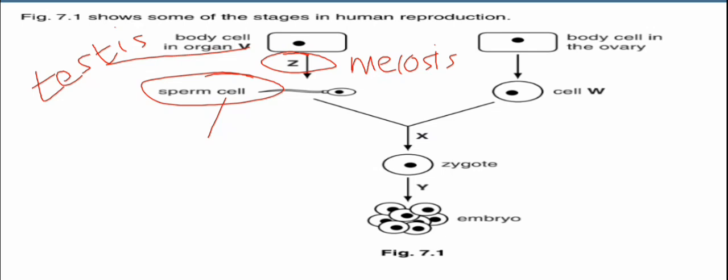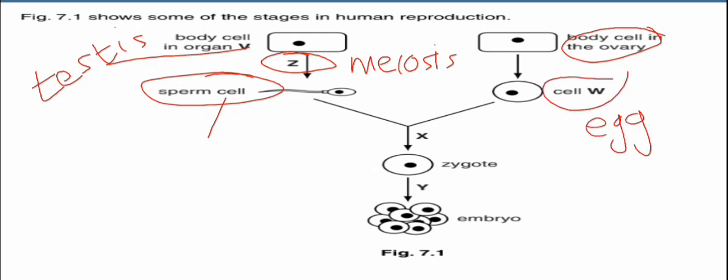Right, so let's come to this side here. We have body cell in the ovary. Body cell in the ovary producing cell W. So now the ovaries, they produce the what? The eggs or the egg. So W can be the egg. Apart from being the egg, it can be the ovum, whichever way you choose.